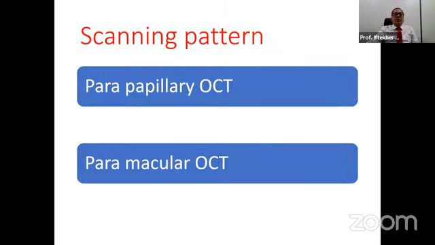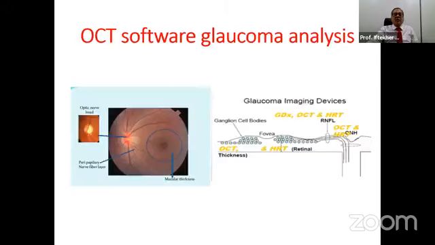There are two types of OCT scan pattern in glaucoma: peripapillary and paramacular region. In the peripapillary region, the nerve fiber layer is the thickest. So by peripapillary scanning, we can detect the nerve fiber layer of the retina. And in the paramacular region OCT scanning, the ganglion cell layer is the thickest. So by paramacular scanning, we can detect and analyze the ganglion cell layer.